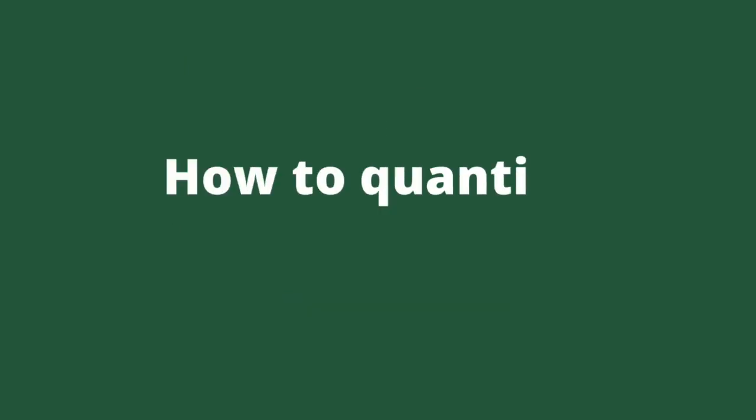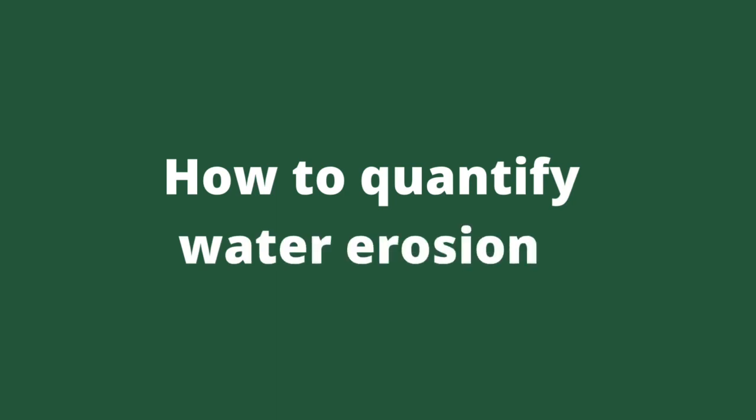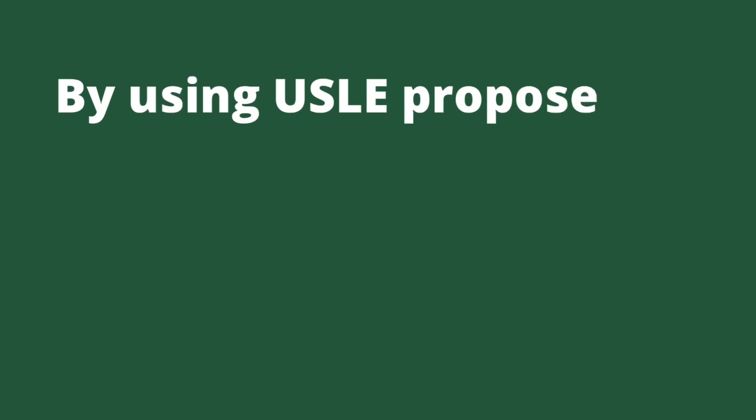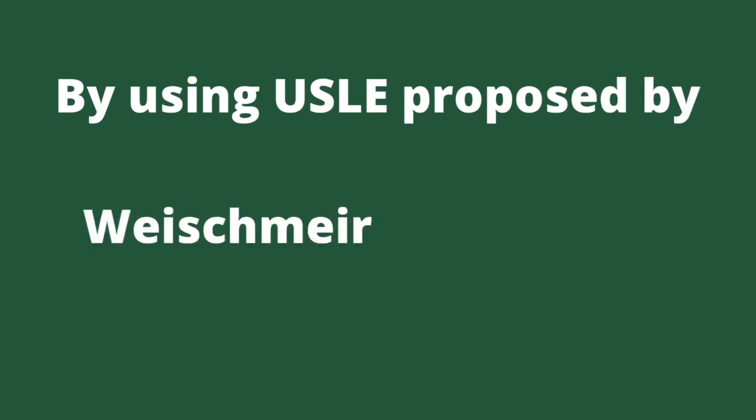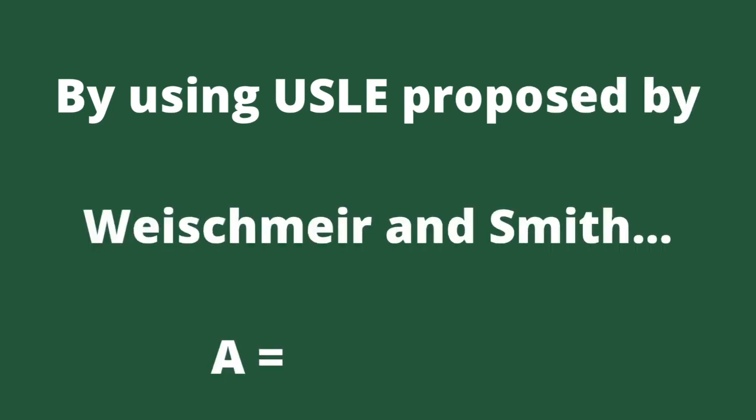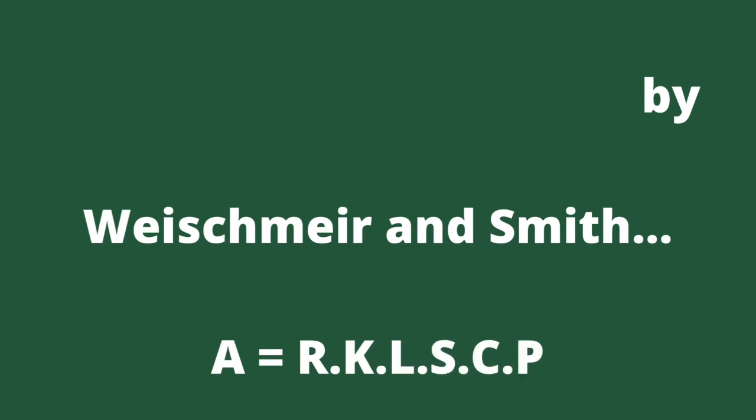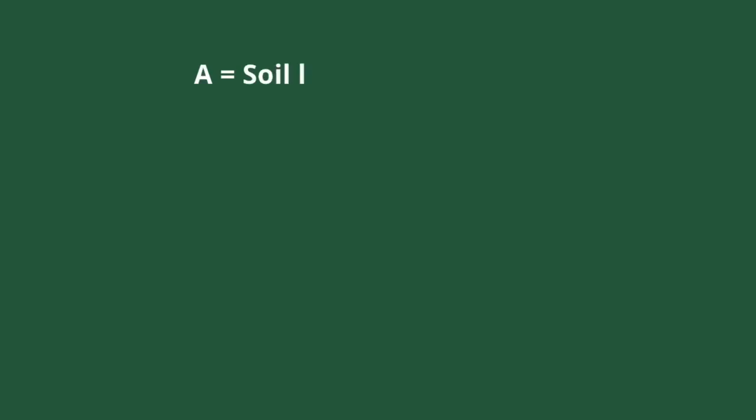To quantify water erosion, there is an equation, that is the universal soil loss equation, which was given by Wischmeier and Smith in 1978. What is that equation? That is A is equal to R K L S C P. What is A? A is soil loss. The unit is ton per hectare per year.